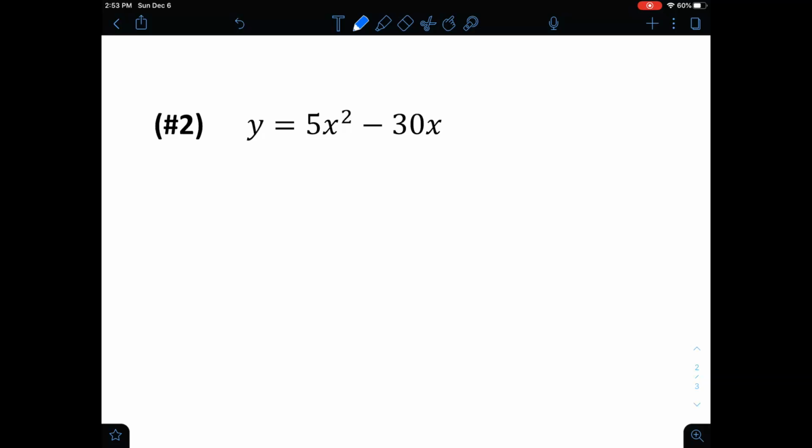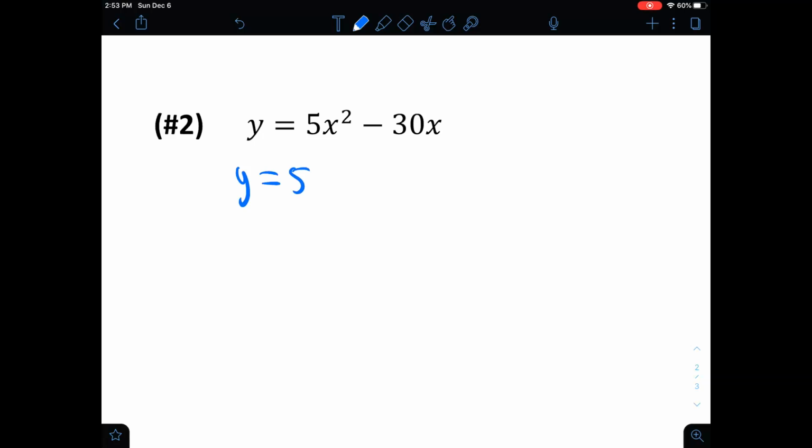All right, we have y equals 5x squared minus 30x. First things first, do we have a GCF? We got to factor this. We do. We have a GCF. So what number goes into 5 and 30? Well, 5 goes into both 5 and 30. The factors of 5 are 1 and 5, and we can pull out a 5.